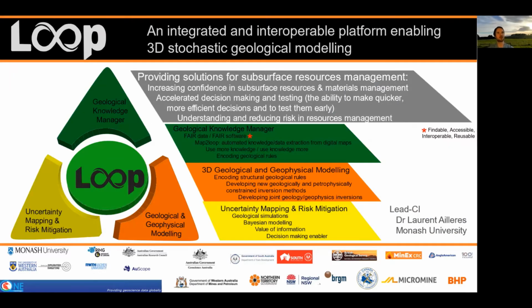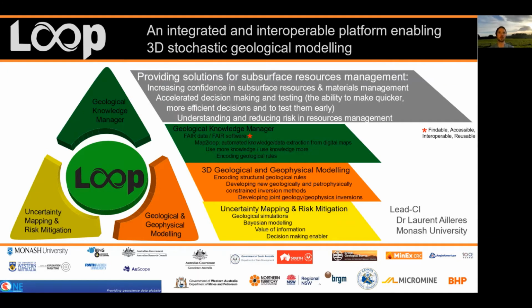We have the Geological Knowledge Manager, we have the Geological and Geophysical Modelling, and the Uncertainty and Risk Mitigation. LoopStructural comes under the Geological and Geophysical Modelling module. So in this module, what we want to do is encode structural geological rules into our 3D modelling algorithms. We want to be able to develop new geologically and geophysically constrained inversion methods, and we want to develop joint geology and geophysical inversions. So today I'm going to show you our implicit 3D modeling module that is the forward geological modeling engine for Loop.